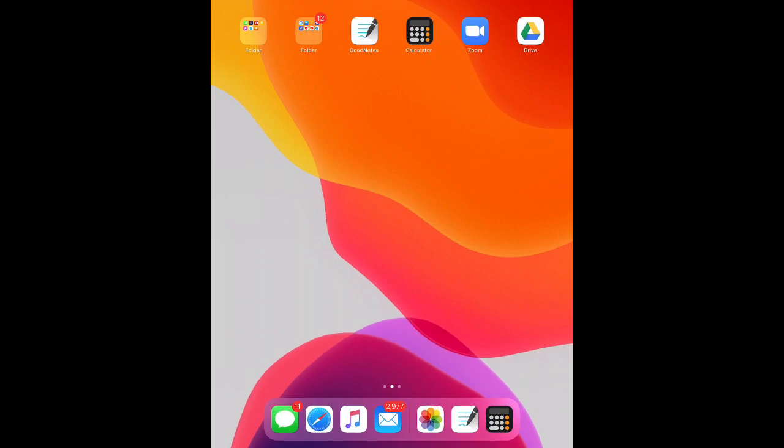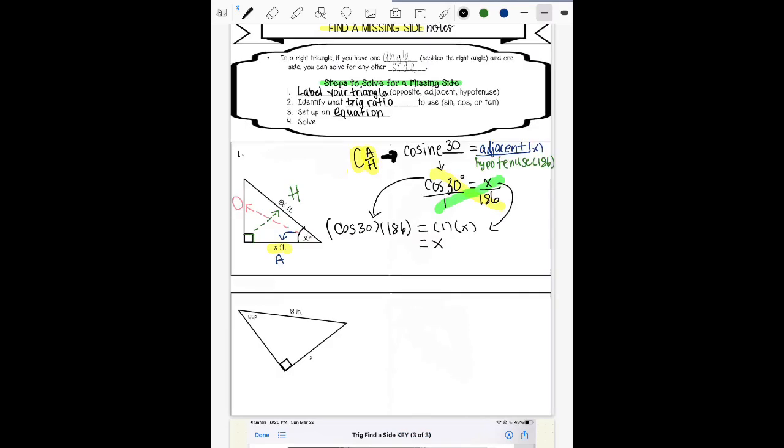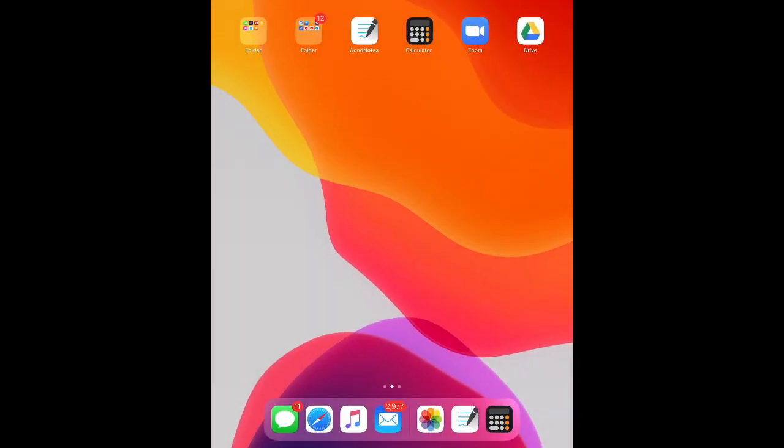Okay, so I'm going to go back. Based on this, here we go. This is 0.866. This is still 186. Now what you want to do is simply just multiply these two numbers. They're right next to each other. Remember, parentheses means multiplication. So again, I'm going to use my calculator again. I'm going to multiply 0.866 by 186.